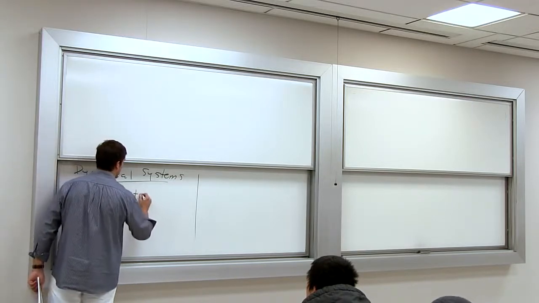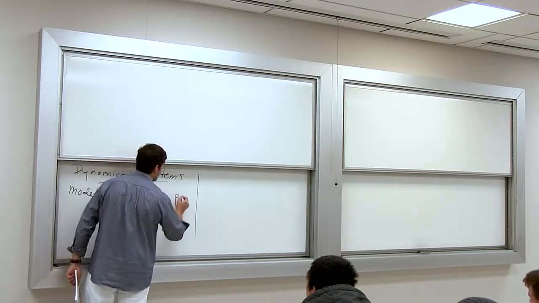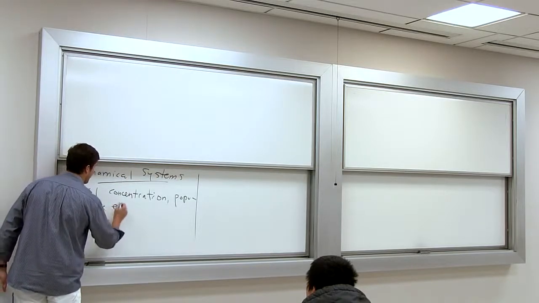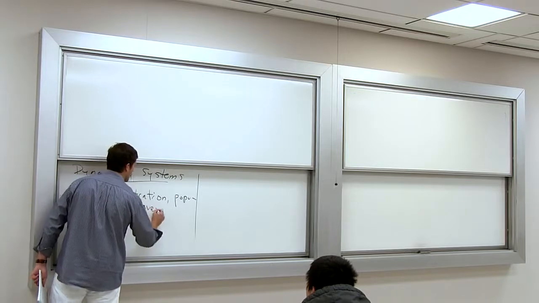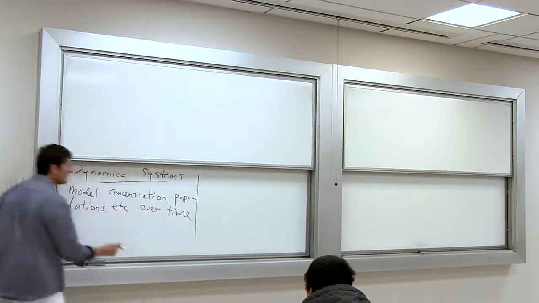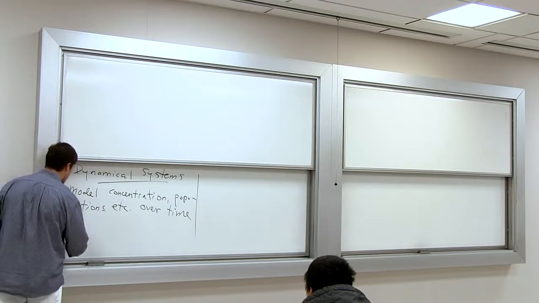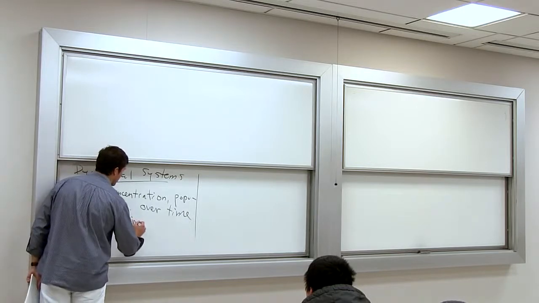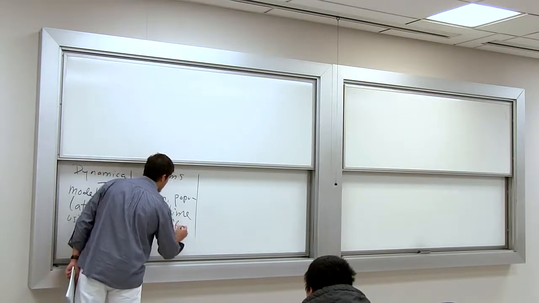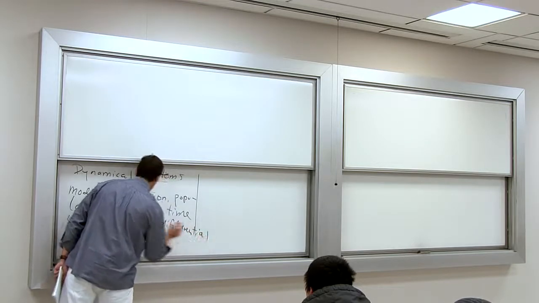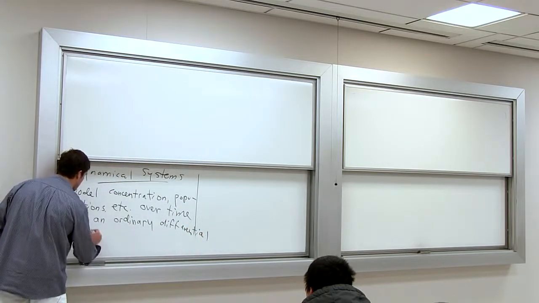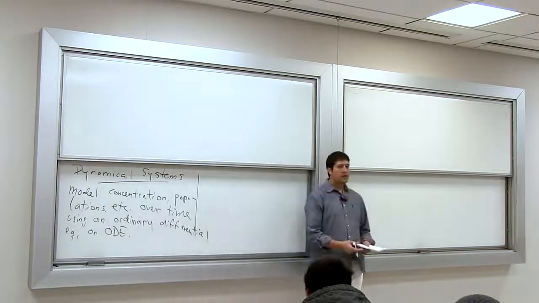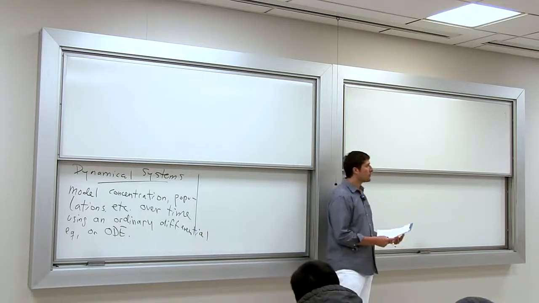concentrations, populations, etc. over time, okay, using a differential equation, ordinary differential equation, or ODE. Okay, so the most simple ODE I can think of is the model of population growth.